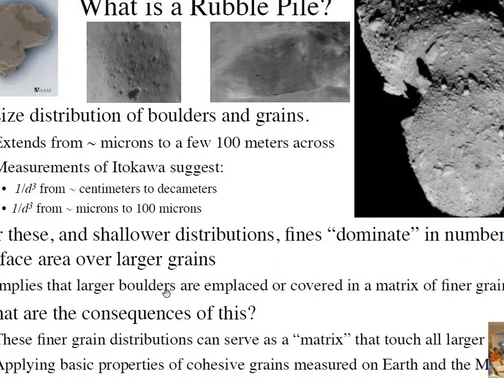And the consequences of this are interesting. These fine grains actually serve as a matrix that touch all the other larger blocks. And if you just apply basic properties of cohesive grains as measured on the Earth and the Moon, they actually provide predictions for some very small but non-zero cohesive strength of a rubble pile.